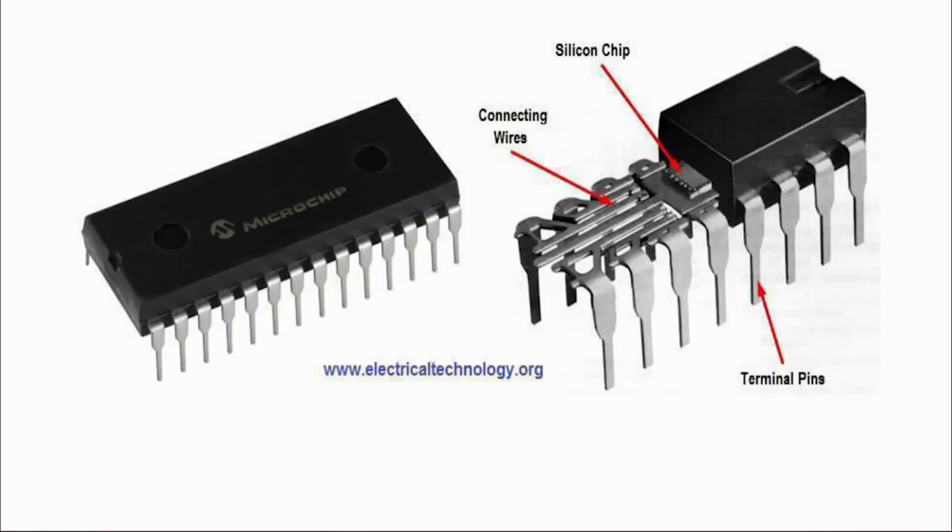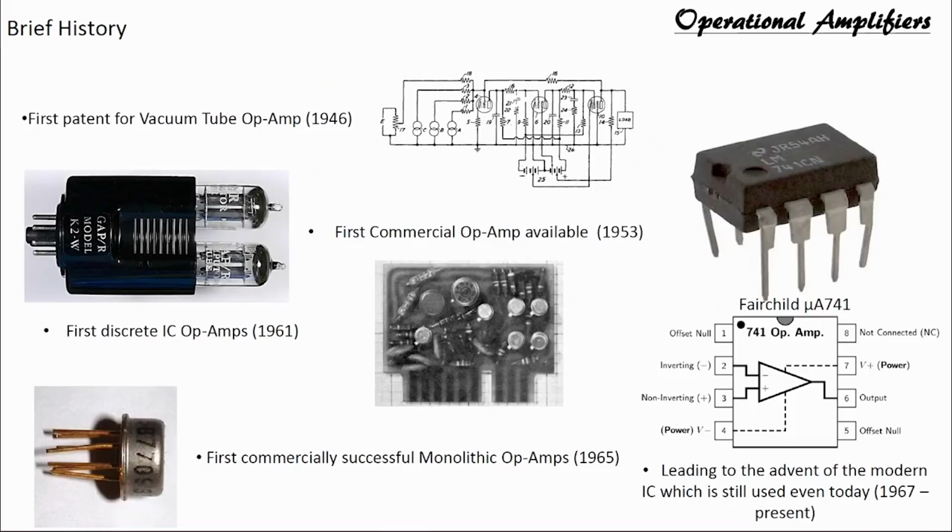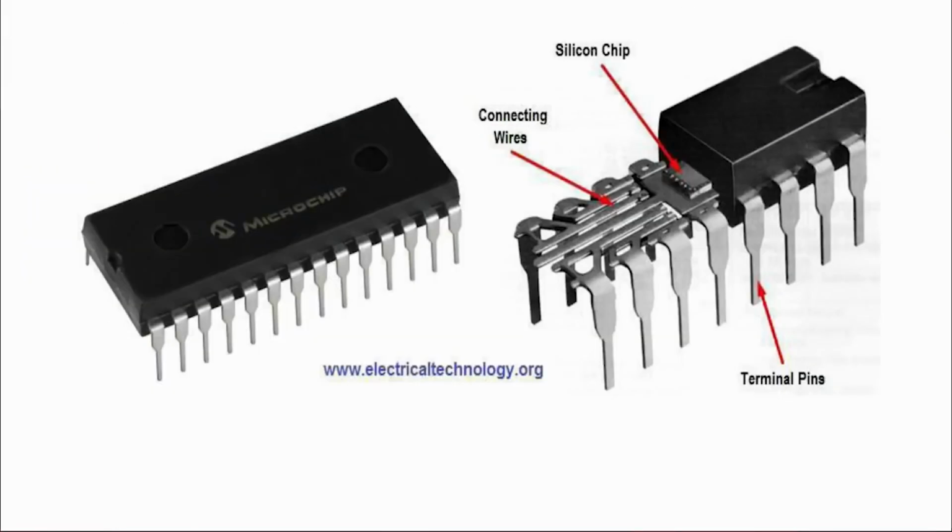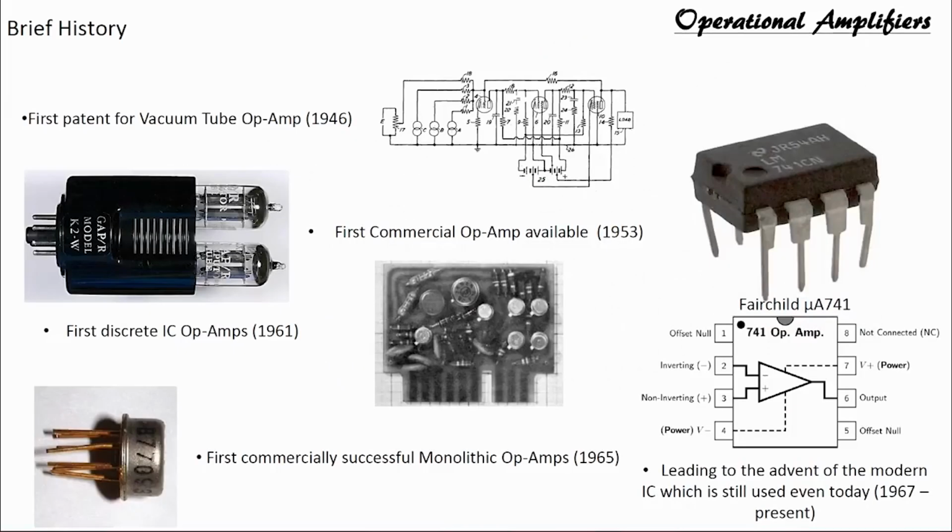After this we move to op amps and the silicon chip. When we see this silicon chip, this entire IC can be an operational amplifier, and like I said earlier, within the IC there is a silicon chip, and within the silicon chip there are billions of transistors. We have seen the brief history of the op amps from 1946 till 1965, when a monolithic op amp was first designed and commercially available. Then the Fairchild μA741 from 1967 till present, we are still using it, the μA741.